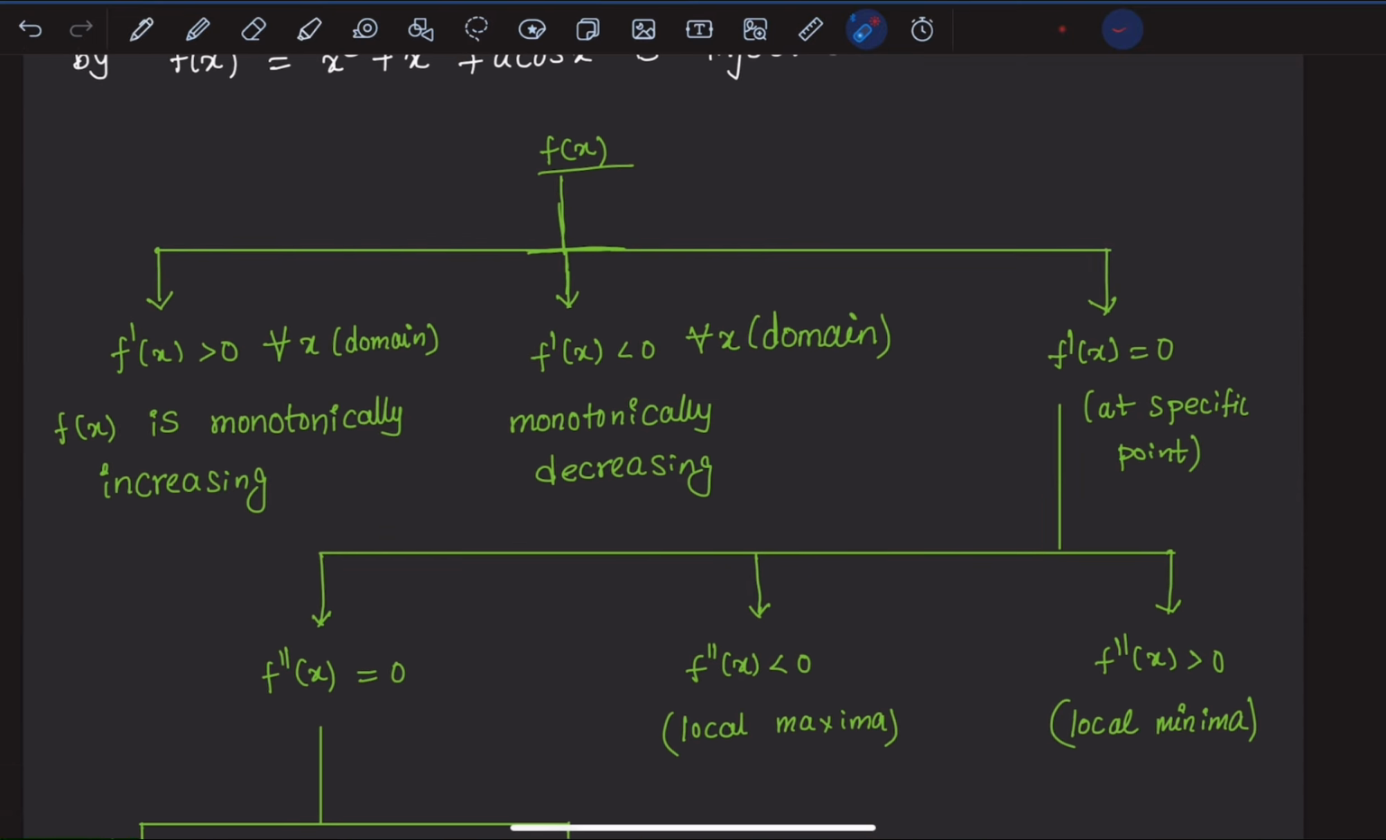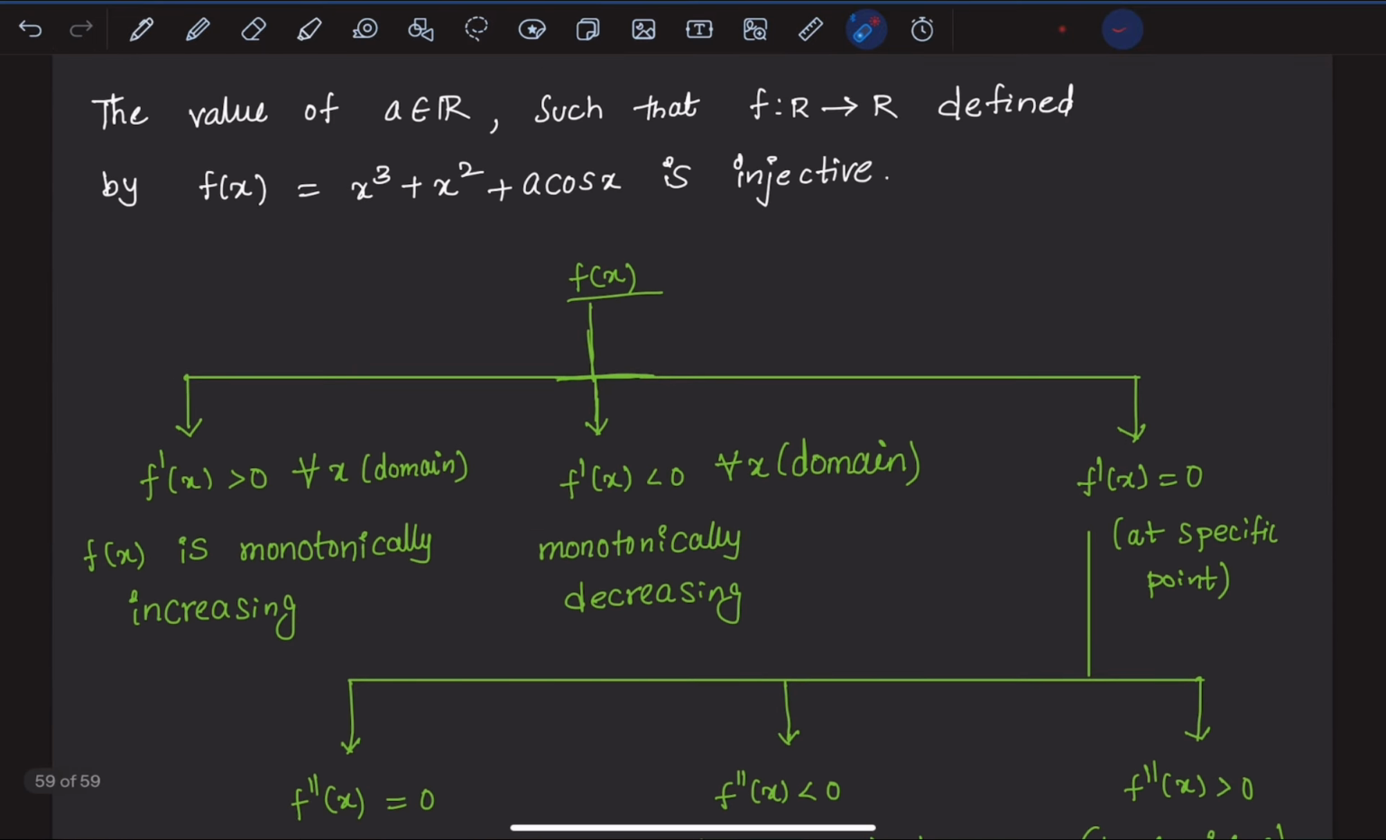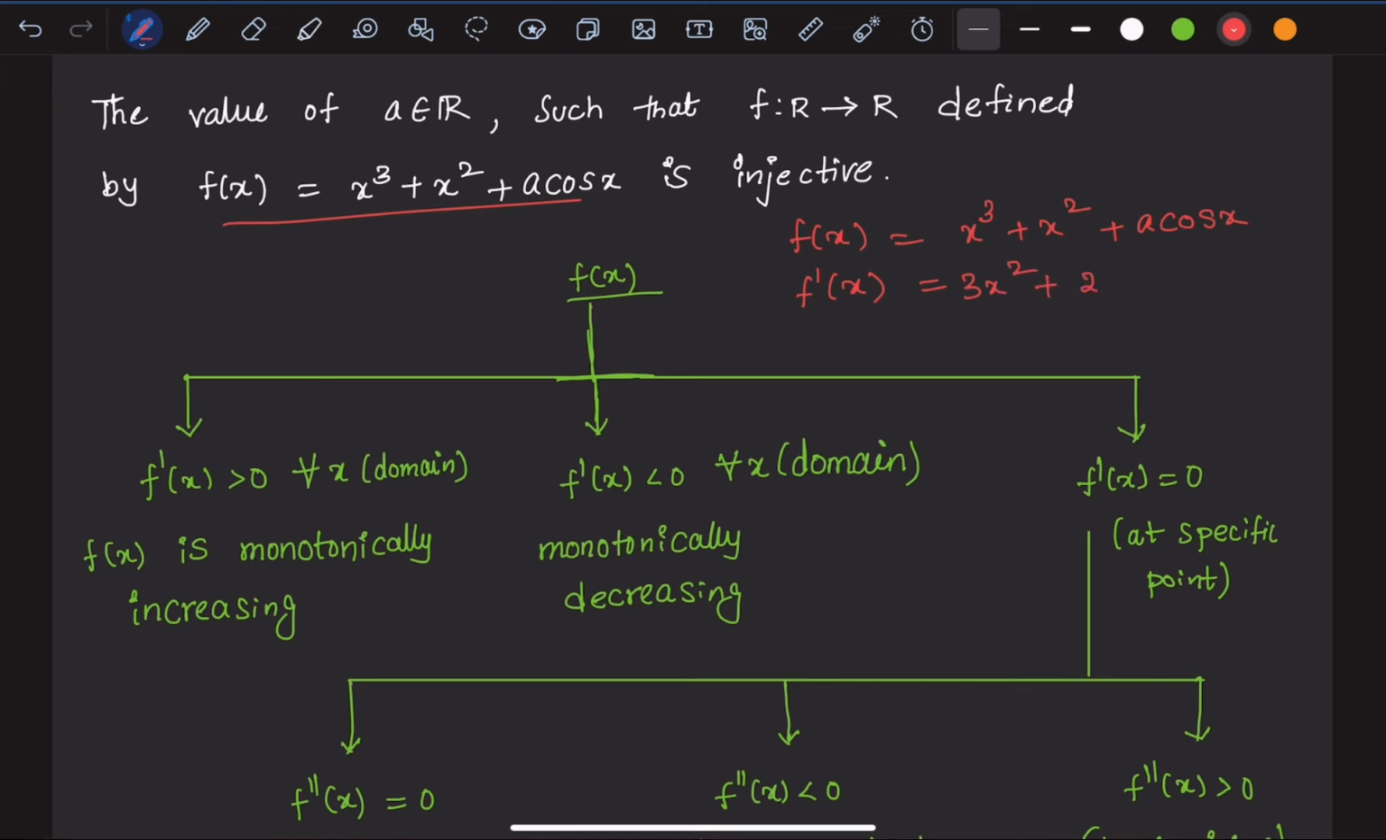All right. Now let us go ahead with the question. So you have f of x here. So your f of x is x cube plus x square plus a cos x. Now let us find out f dash of x. F dash of x is 3x square plus 2x minus a sine x.